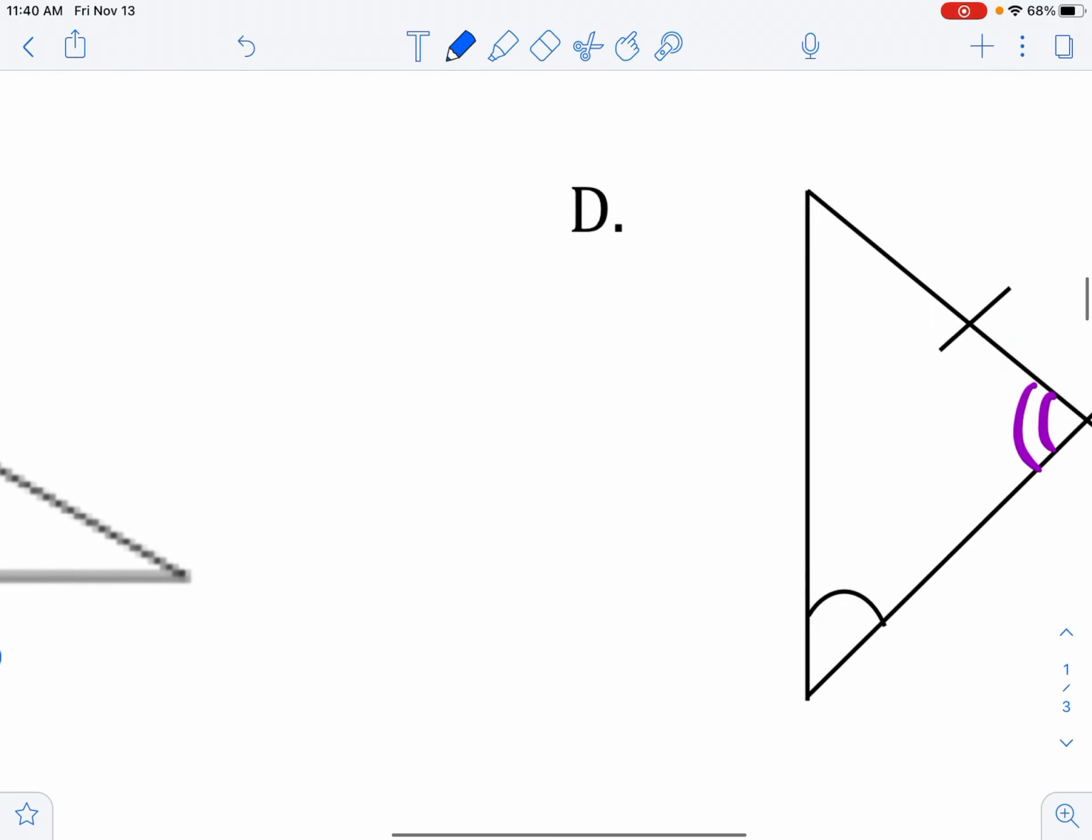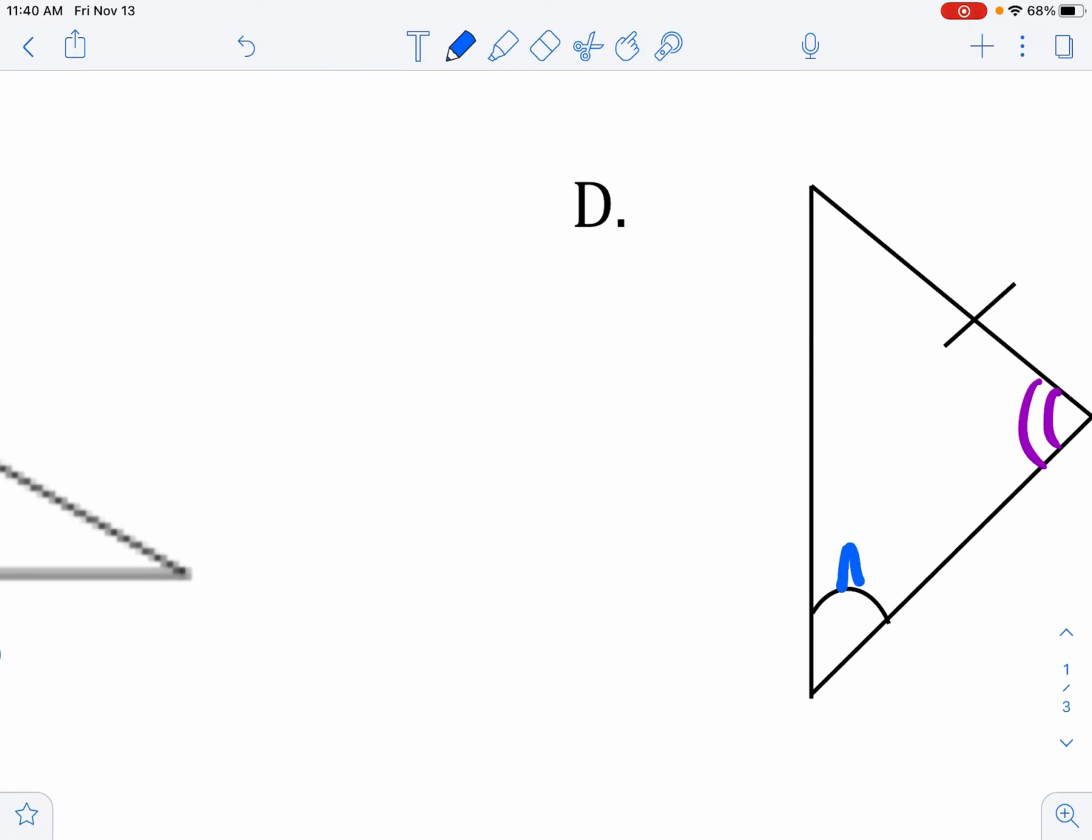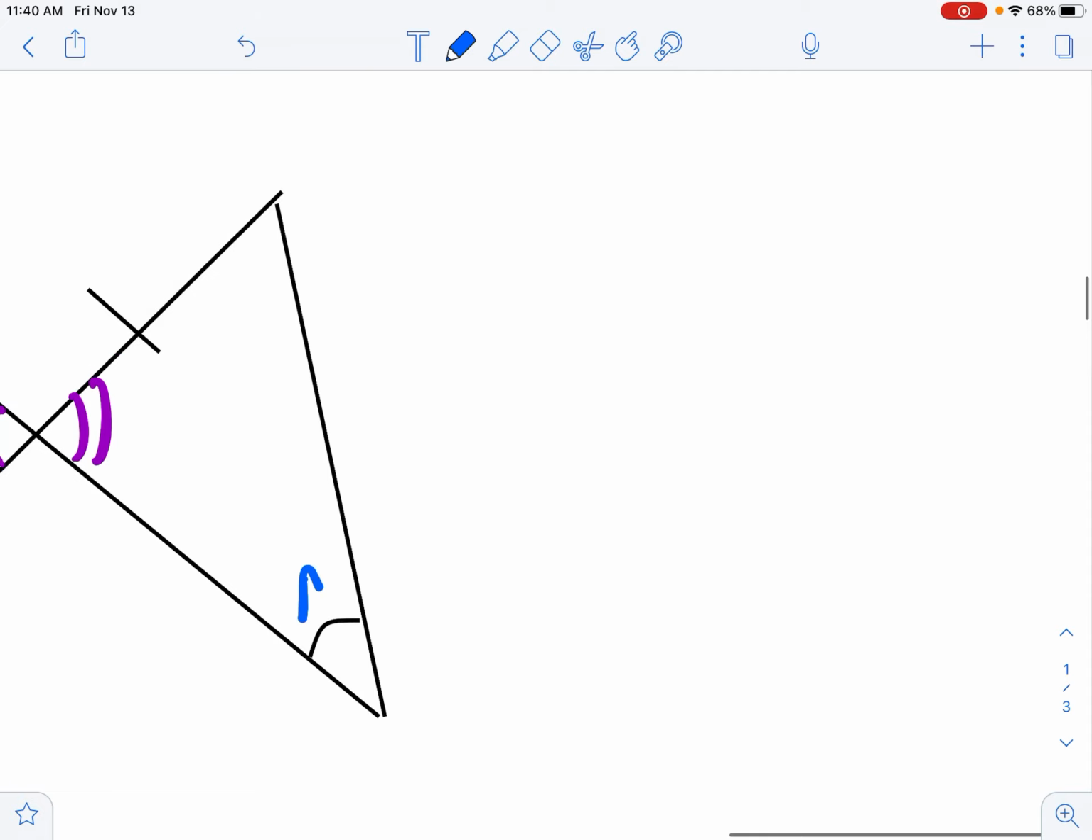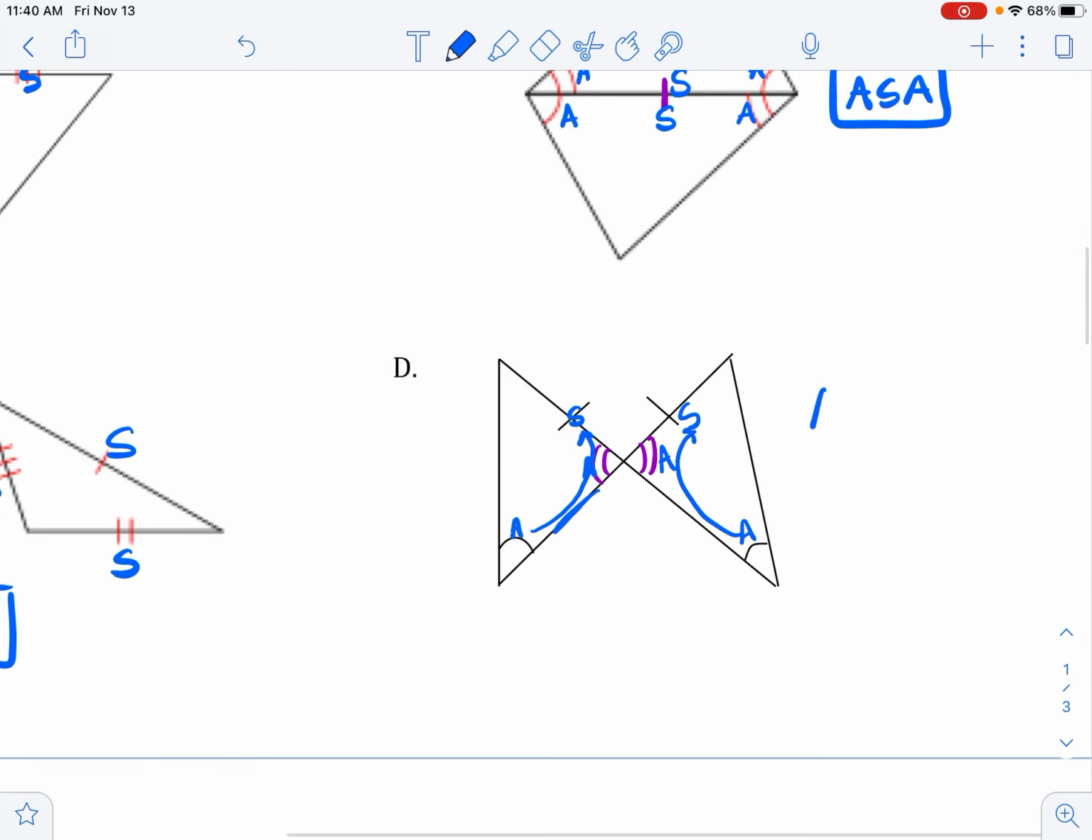Last but not least here, let's look at the triangle on the left. This is an angle, this is an angle, this is a side. Notice it's not the side in between, so this is AAS. Okay, so go over here, angle, angle, and a side not in between, so AAS. Angle, angle, side. Oh, I put too many A's down. There we go.